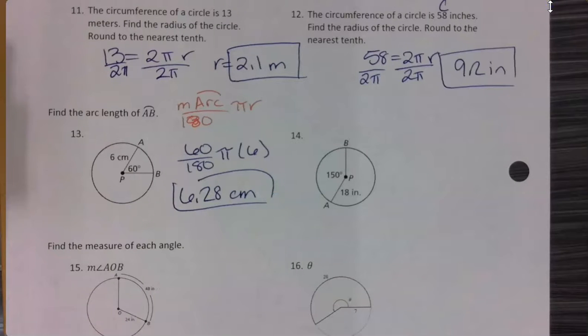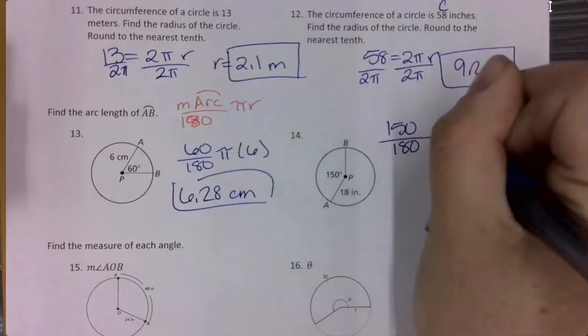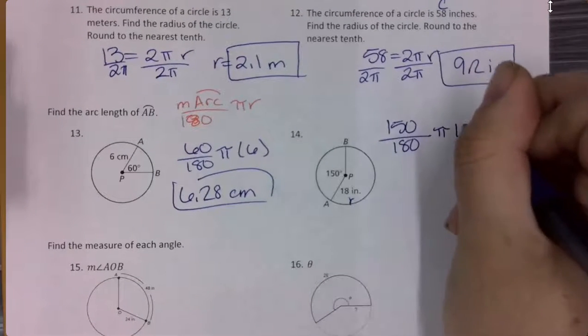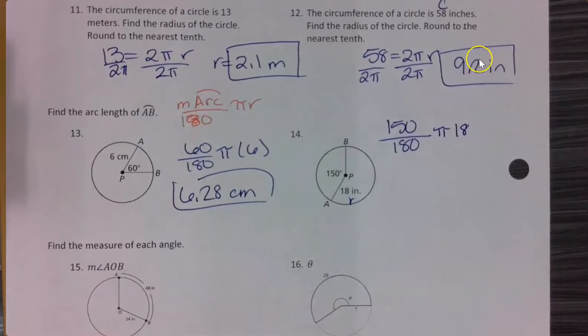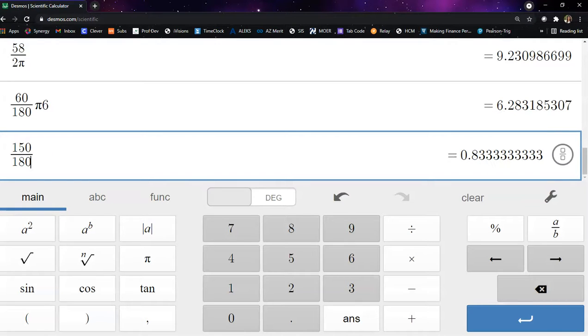Okay, so I can do the same thing for number 14. I have 150 over 180 times pi. My radius here is 18. So I'm going to go type that into Desmos. I have 150 divided by 180 times pi times 18, which gets me 47.1.